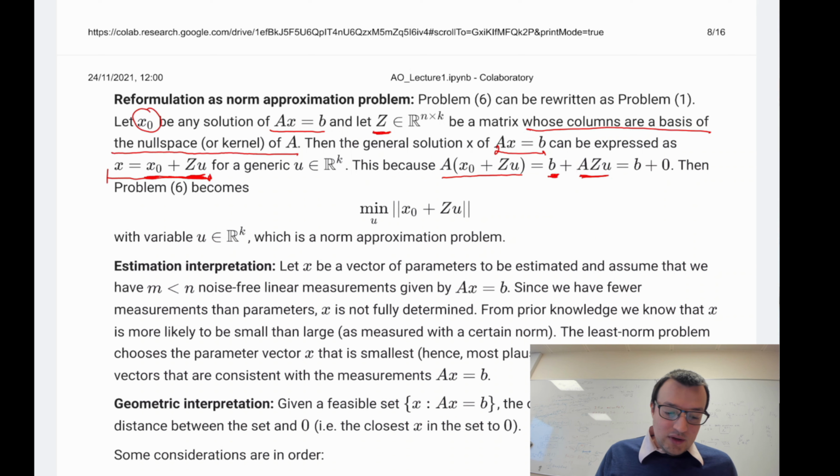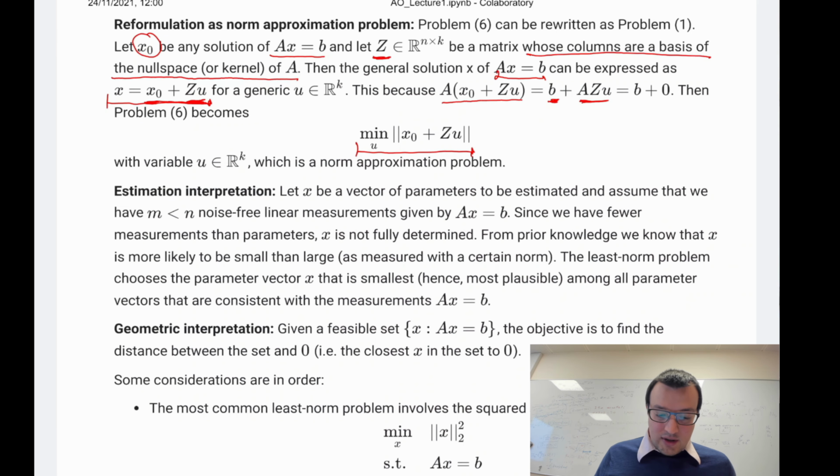This is useful because it gives us essentially a parameterization of the solution of the linear system, and that means that we can then replace that parameterization in the minimization problem, and essentially we get rid of the constraint. Now this is just a minimization of the norm of x0 plus zu, which is nothing else than the norm approximation problem that we discussed above.